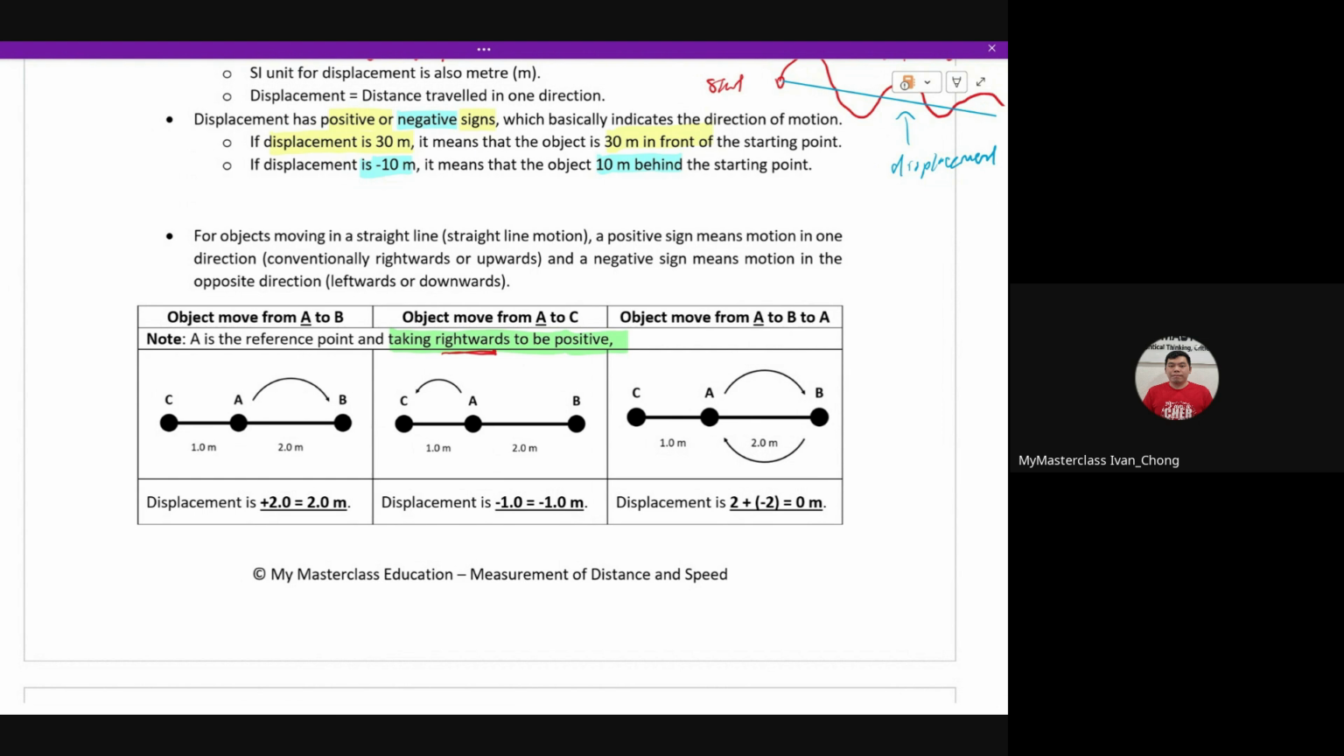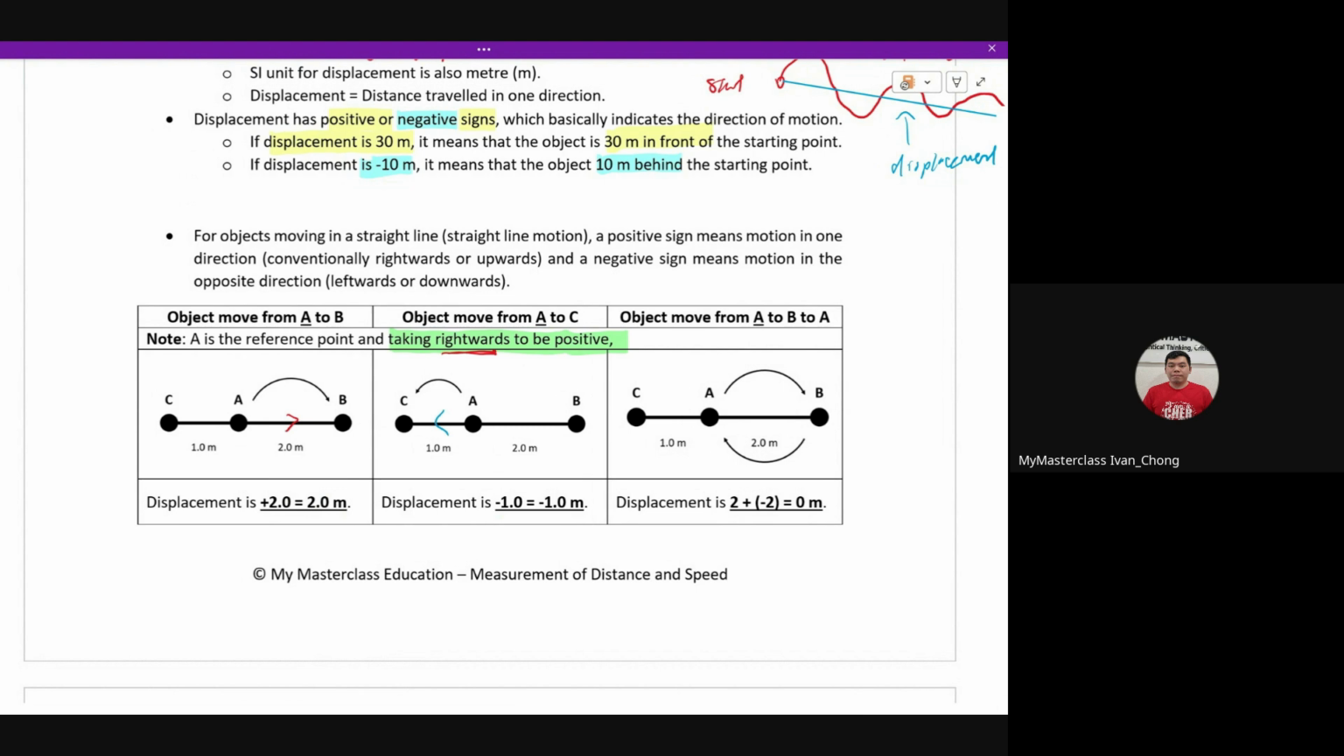So in this example, if I take right to be positive, if I move from A to B, I will just travel 2.0. And because 2.0 is a positive number, this is just 2.0 meters. But if you notice over here, if I'm moving to the left, A to C, because it's to the left, it'll be considered a negative number. So it'll be negative 1.0 meters.